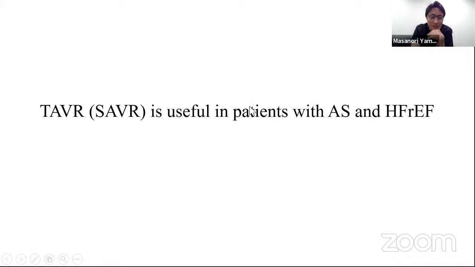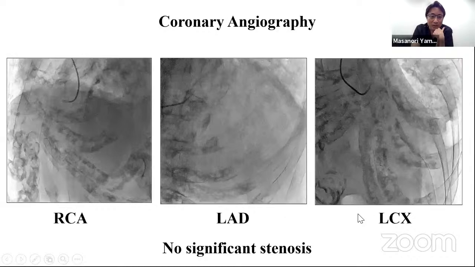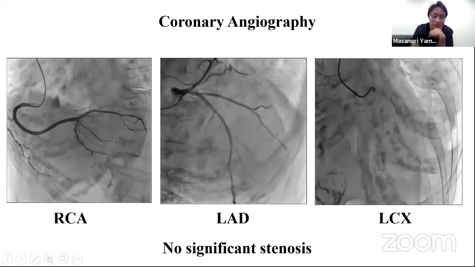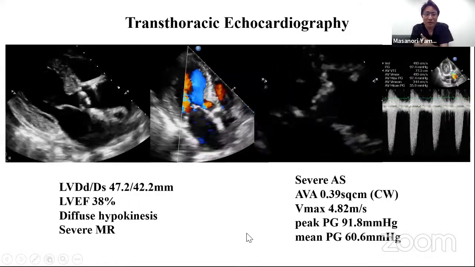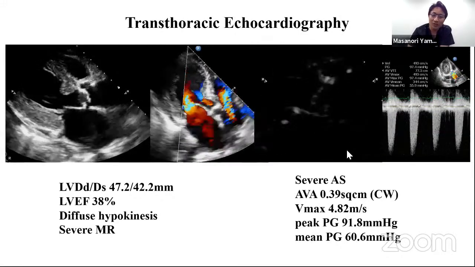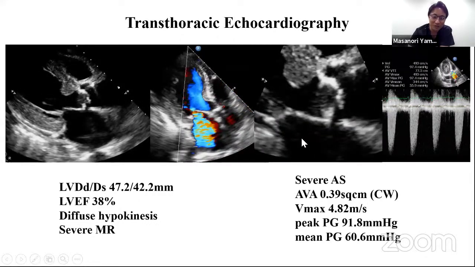In contrast, the TAVA or SAVA invasive therapy is useful in patients with AS and heart failure with reduced ejection fraction. This is a 95-year-old female, fairly high age. Chest X-ray also showed pulmonary edema and pleural effusion. Electrocardiogram shows a tachycardiac state and saturation value is 87. Coronary angiography shows no significant stenosis. But transthoracic echocardiography shows severe aortic stenosis and severe mitral regurgitation. Left ventricular ejection fraction is 38%, with acute heart failure.